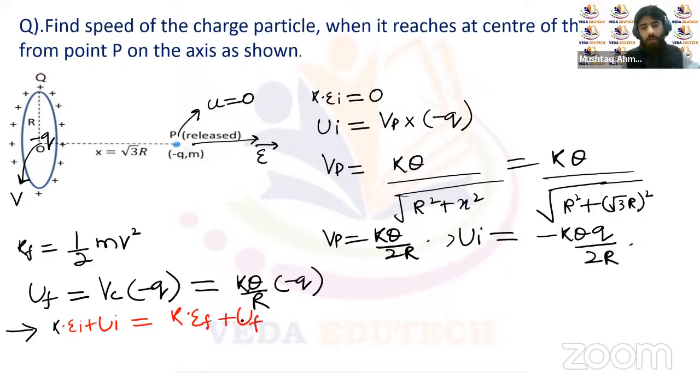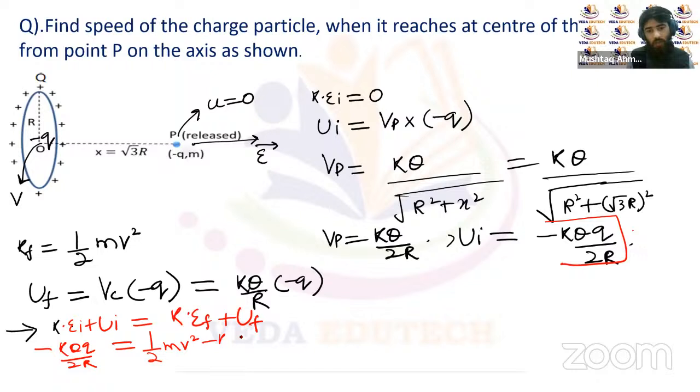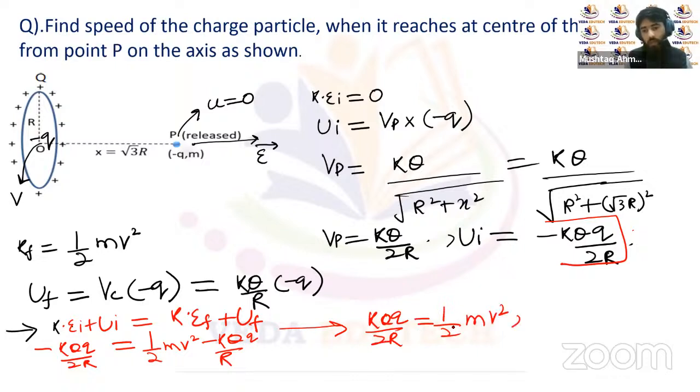And we can use this here. So initial kinetic energy is nothing, that's zero, right? And initial potential energy at this point is equal to minus kQq over 2R. We can write it here as minus kQq over 2R, right? That will be equal to final kinetic energy, that's half mv square, and the final potential energy, that's minus kQq over R, right? And from here we can see that it will be equal to kQq over 2R. That will be equal to half mv square, right? And from here we can calculate the value of v.